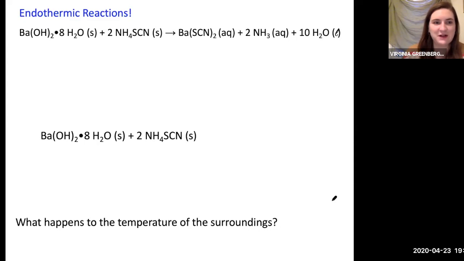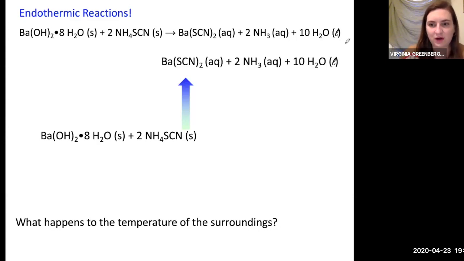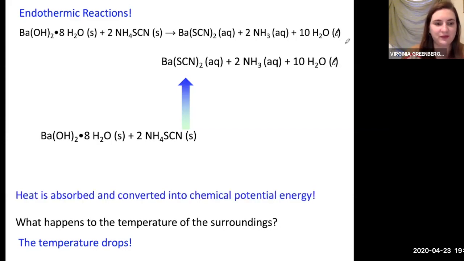Okay, so there was our endothermic reaction, and here we have the equation for it. And what we see is, as a result of this reaction being endothermic, we have to add heat in, and the enthalpy of our products will be greater than the enthalpy of our reactants. And as such, the temperature of the surroundings drops because we have to input energy, in terms of heat, to make this reaction. And so what happens is that the absorbed heat is converted into chemical potential energy stored within the bonds of our new products.